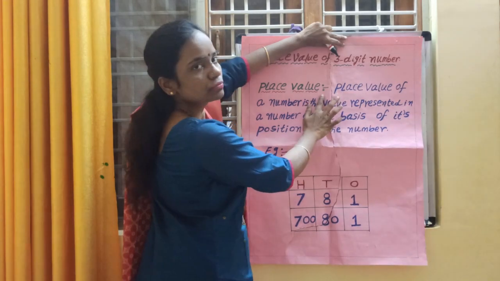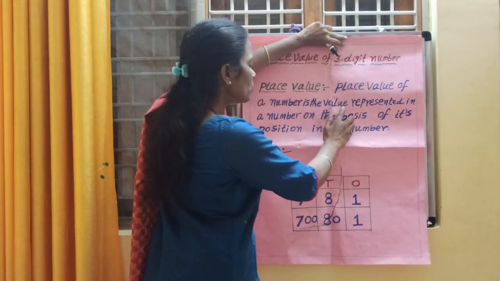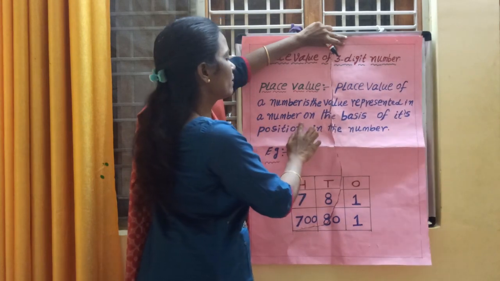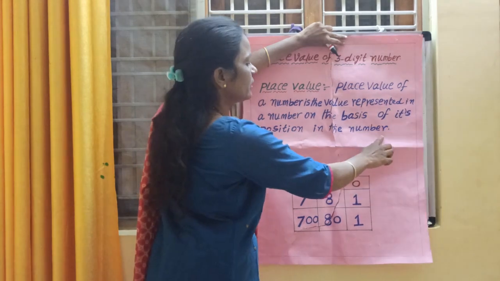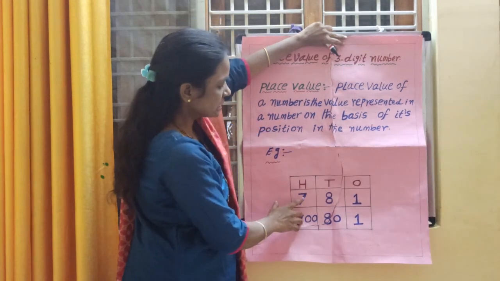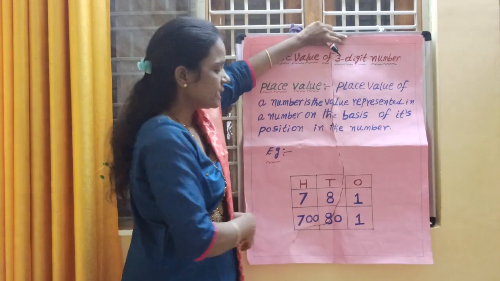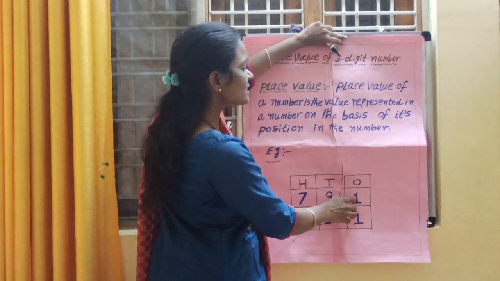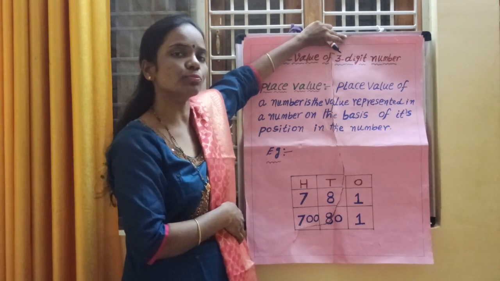Place value. Place value of a number is the value represented in a number on the basis of its position in the number. For example, 781 is a 3-digit number. Here 1 is in which position? It is in 1's place. Place is nothing but its position.